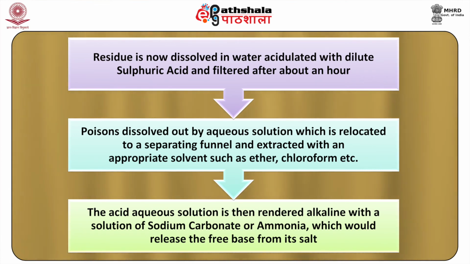The poisons are consequently dissolved by the aqueous solution, which is relocated to a separating funnel and extracted with an appropriate solvent such as ether, chloroform, etc. The acid aqueous solution is then rendered alkaline with a solution of sodium carbonate or ammonia, which would release the free base from its salt.